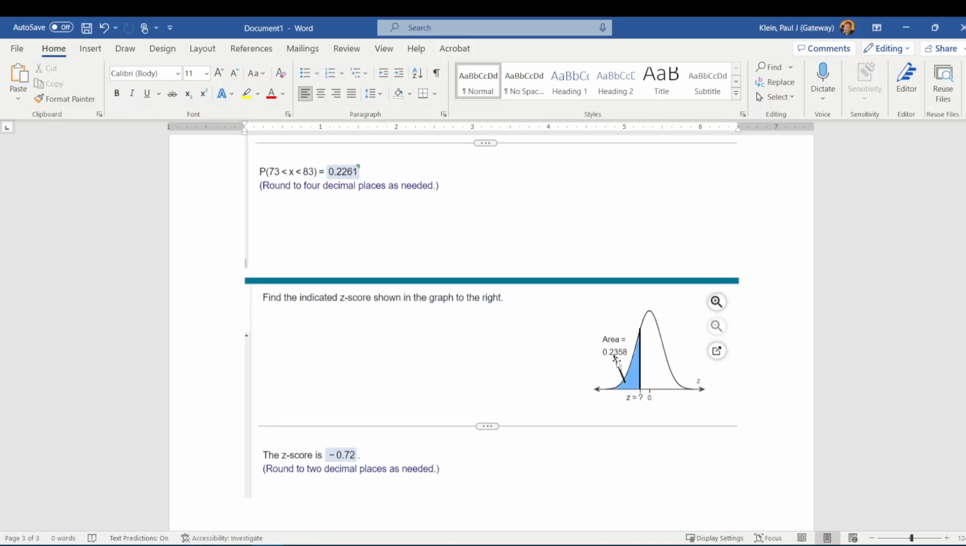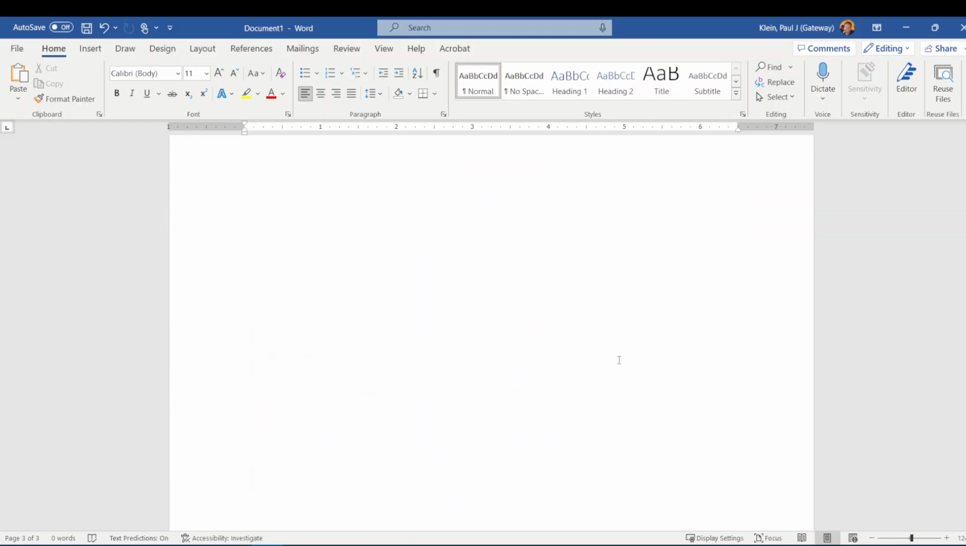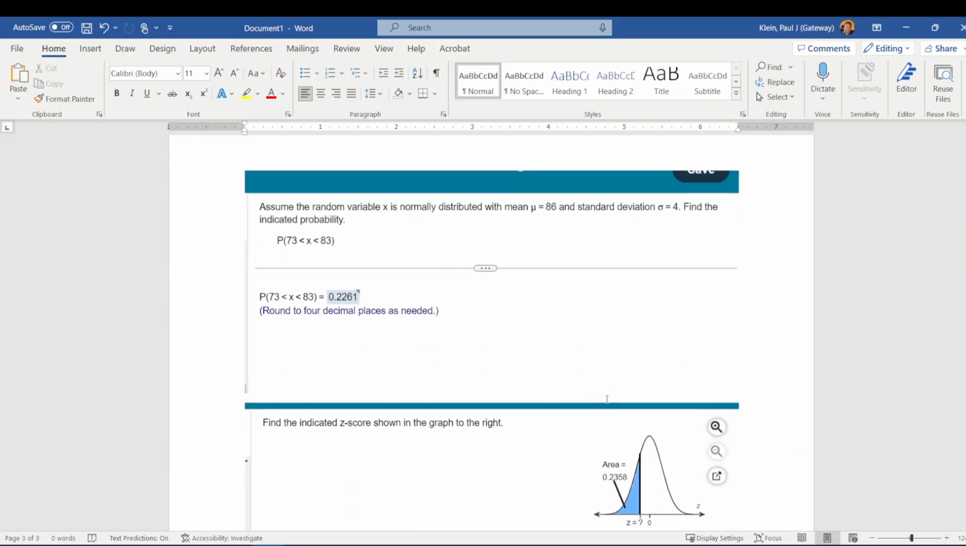Anyway, I do think that these problems are on the easier side, and if you understand how you use StatCrunch and the meaning of each one of those boxes, you're not going to have any trouble with this. So anyway, that's it. I hope that helped you out. Let me know if you need something.